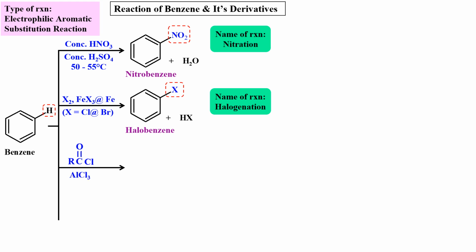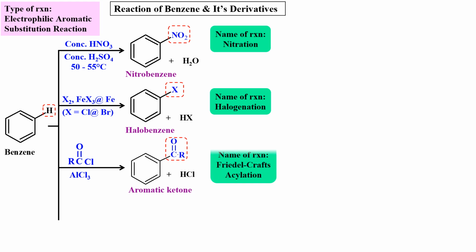In the third reaction, benzene reacts with acyl chlorides in the presence of the Lewis acid AlCl3, which is a catalyst, to produce an aromatic ketone and hydrogen chloride, where one of the hydrogen atoms at the benzene ring is replaced by an acyl group. The name of the reaction is Friedel-Crafts acylation.